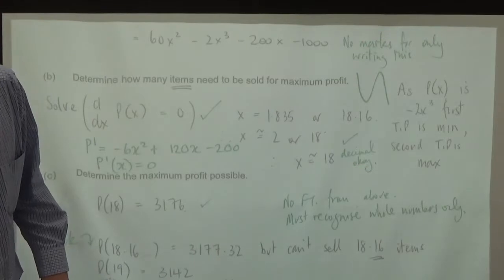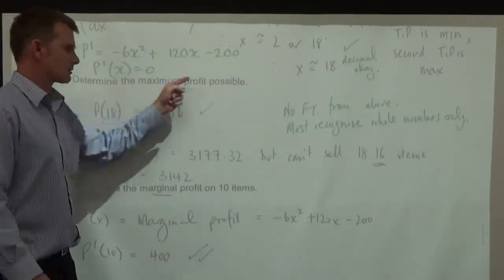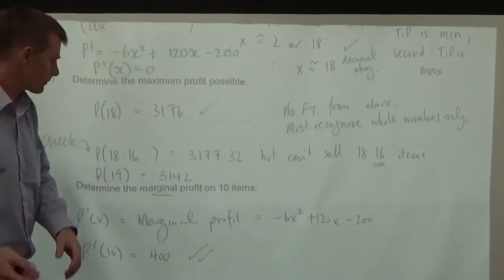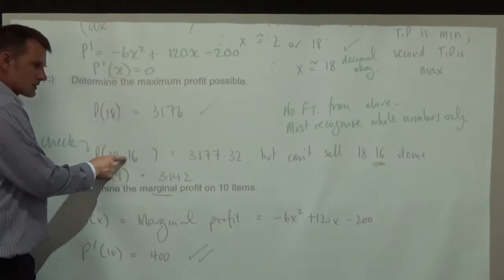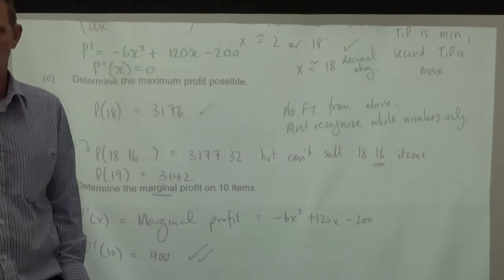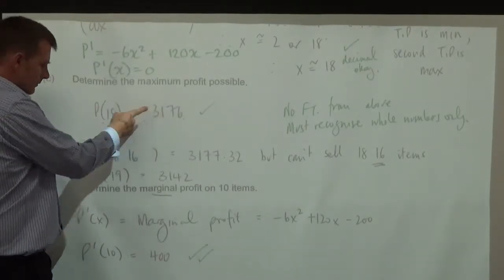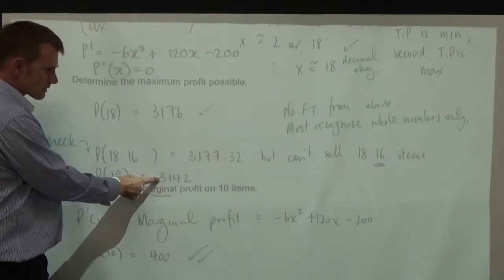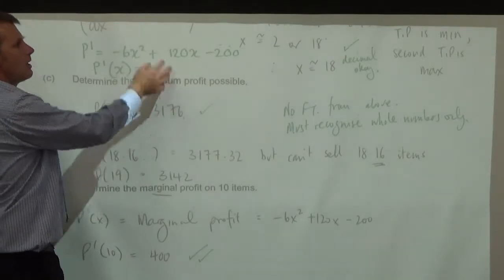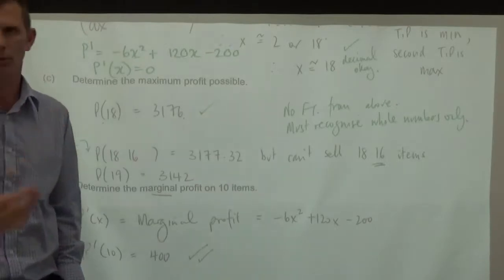I paid that. But in the second part, I didn't allow decimals. Determine the maximum profit. Now I wanted you to recognise that I can only sell 18 of them. So while 18.16 gets me a bigger number, I can't sell 18.16 of an item. So therefore I had to go with 18. You notice 19 would be less, and if I rounded this down to 17, it would be less as well. So you would have got 18.16 in the first part, not here. You would have lost a mark somewhere if you didn't do that.